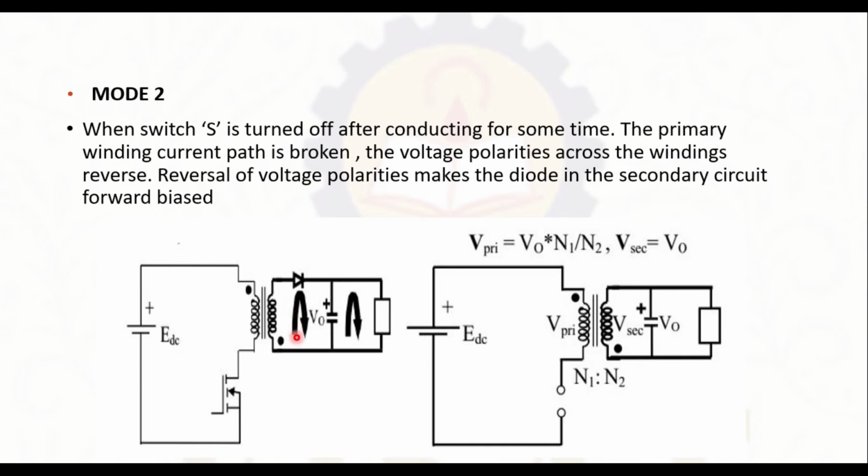The inductor will start discharging in the reverse direction, which makes the diode forward biased, and then there is a current flow in the output circuit. Also, the inductor cannot discharge instantaneously, so there is a decreasing value of current at the output side during mode 2 of operation. Here the stored energy in the secondary is discharged to the load.